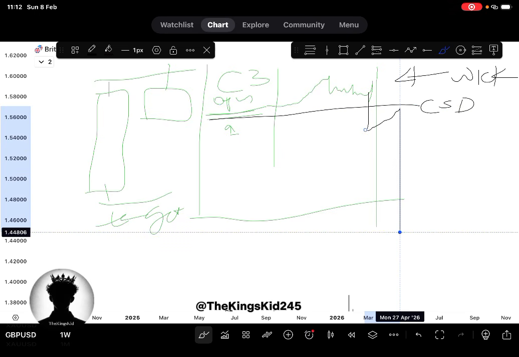It's as simple as ABCD. This is very simple. I've shown you guys how to trade this.